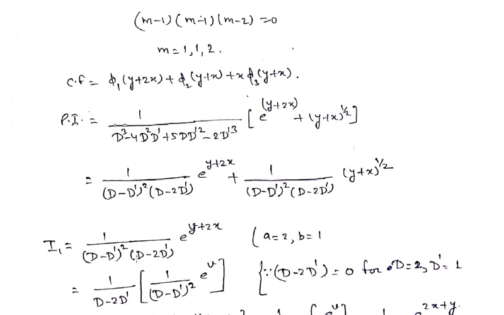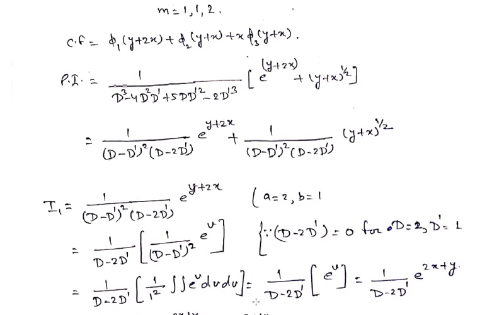When we replace D with a, that is 2, and D' with 1, the second factor D - 2D' becomes 0. But the first factor (D - D') whole square is non-zero. So we calculate PI of 1 upon (D - D')² of exponential v as the first approach, and about the factor D - 2D' we apply the second approach. So first we calculate PI for 1 upon (D - D')² exponential v.